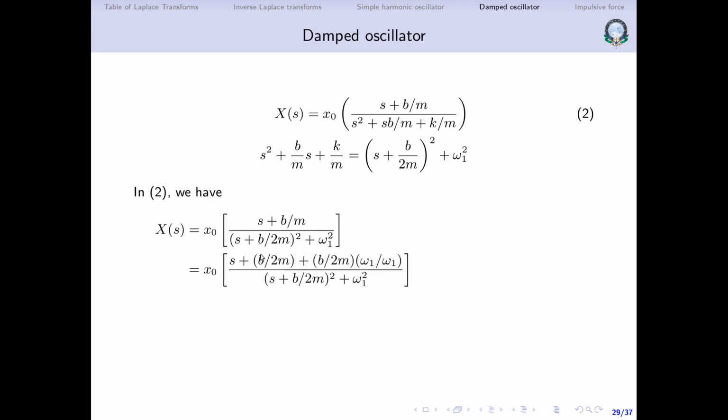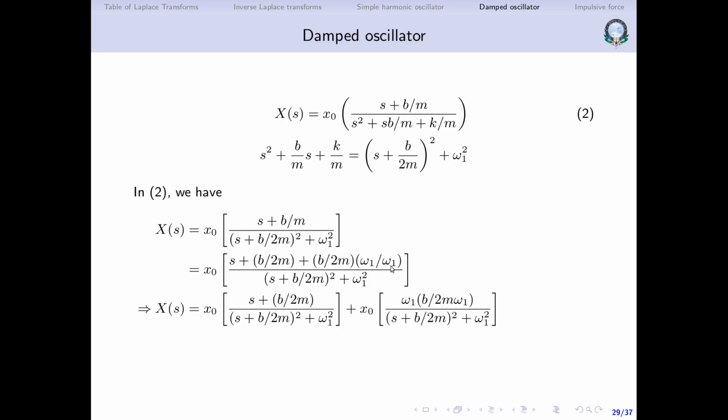b by m, we write as b by 2m plus b by 2m, that is half b by m plus half b by m, right? That is going to give us b by m. So b by twice m plus b by twice m, and the second b by twice m, you multiply and divide by omega 1. We can now split this into two terms. One will be s plus b by twice m. Why we did that is because we already have s plus b by twice m, so I wanted to get that in the numerator here. So s plus b by twice m divided by s plus b by twice m whole square plus omega 1 square. This part we break up.